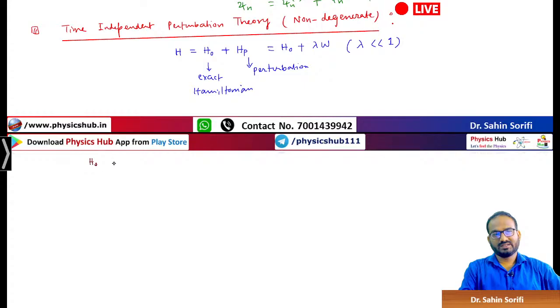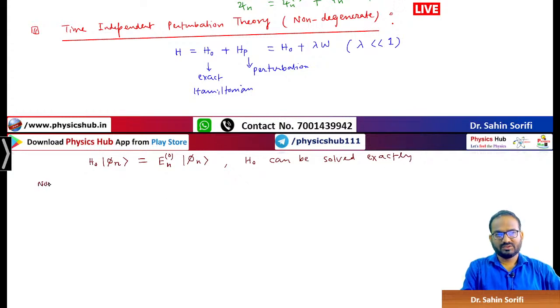Look, the exact Hamiltonian H0, let's say this is the exact wave function. H0 phi n equals En0 phi n. So this is the Schrodinger equation. H0 can be solved exactly.